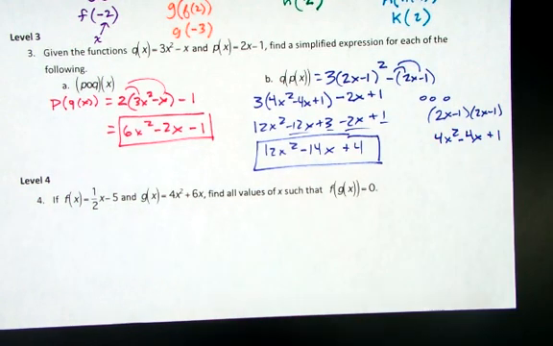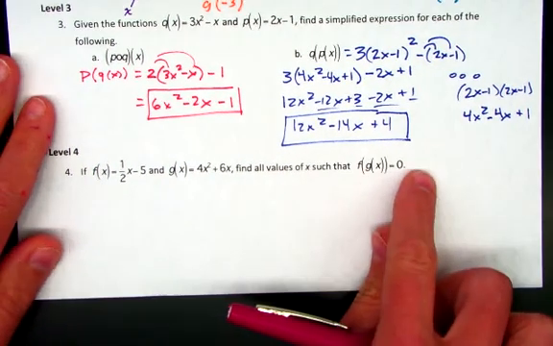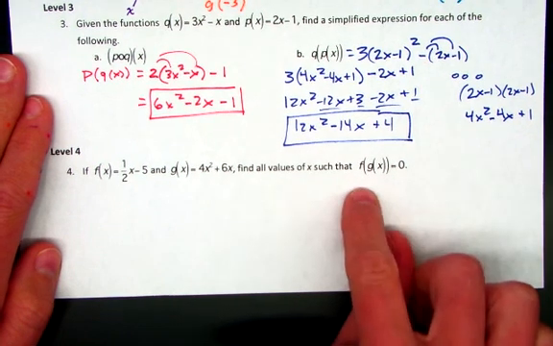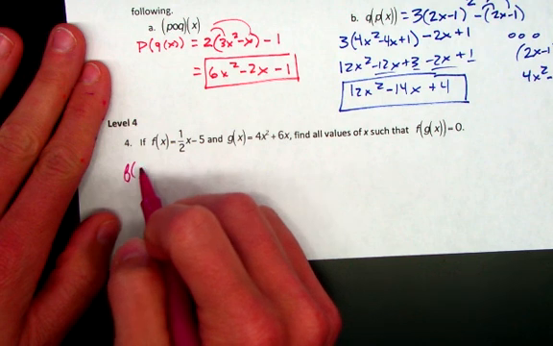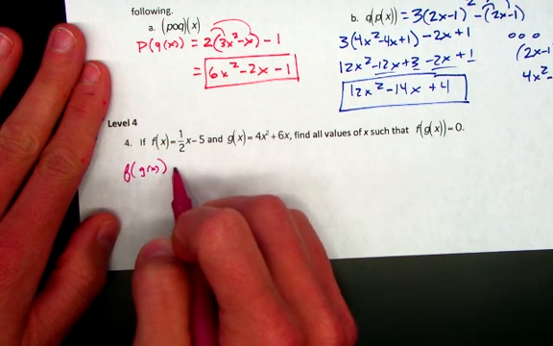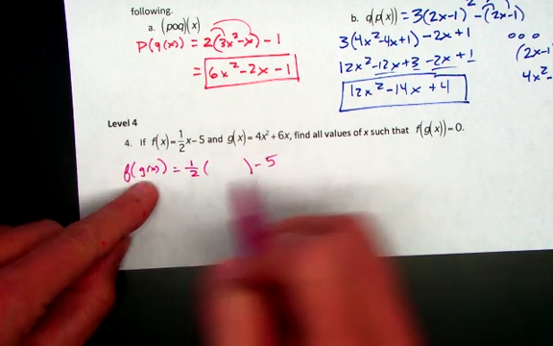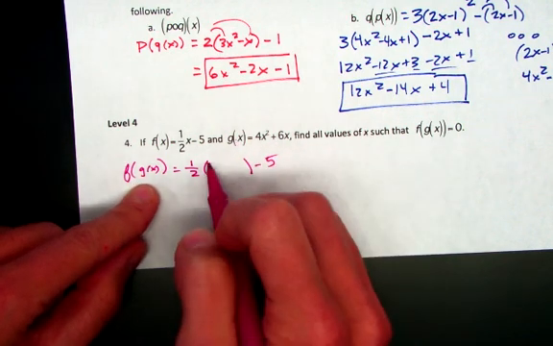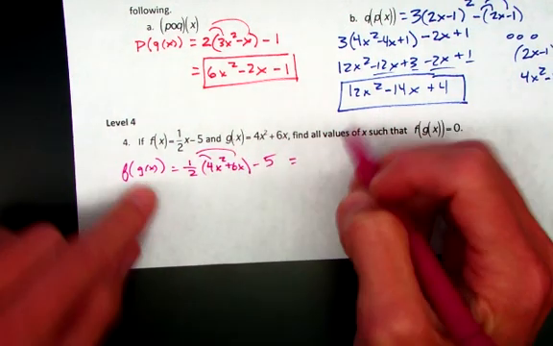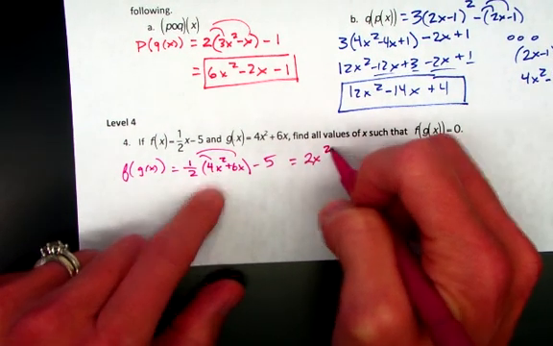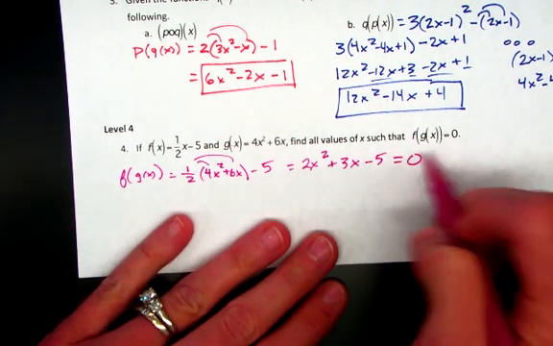And then the last one, we're going to do the same thing. We're going to combine the functions, but we're going to actually solve for x so that when we combine them, they equal 0. So f of g of x means I'm going to take my x, so that's 1/2 times my input minus 5. I'm putting in g of x, which is 4x squared plus 6x. So then when I distribute the 1/2, I get 2x squared plus 3x minus 5. And I want this to equal 0 from here.